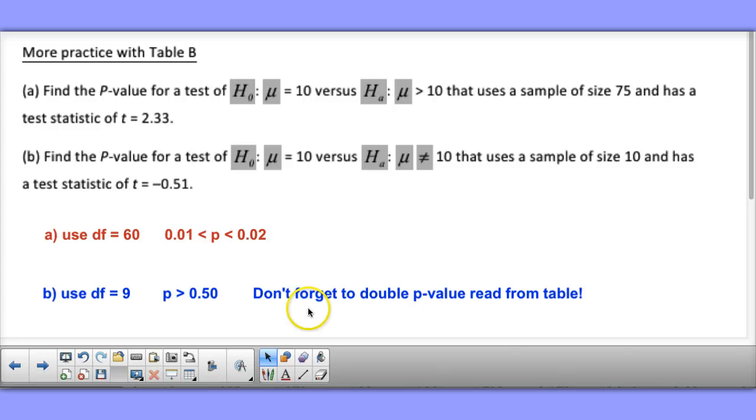So don't forget to double the p-value that you read from the table if you have a two-tailed test, because the table gives us the area in one tail. And this is a two-tailed test, so we need to count that area twice.